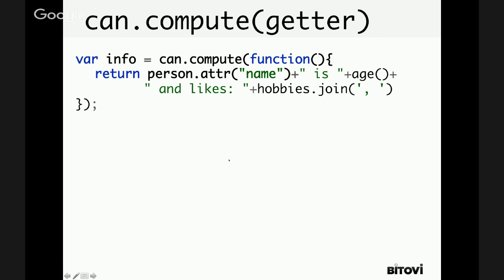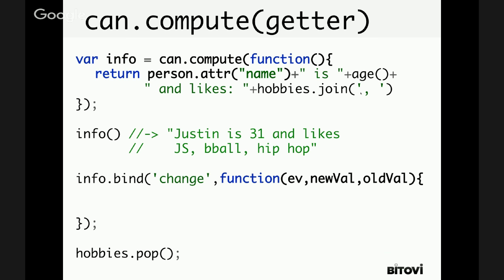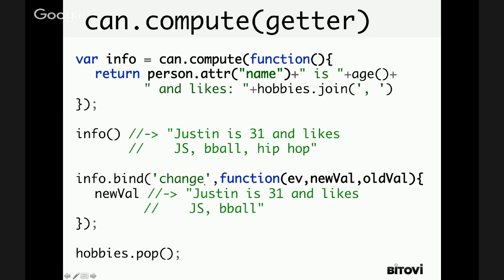But computes also can derive other values, and we're not going to really talk about this much today, but it is the third wheel of the CanJS observables, but it's really heavily used internally by CanJS. Here I can create an info compute that represents an observable person's name, their age as another compute, and their hobbies. So here I can read info, I can listen to when info changes, and if I change any of the dependent observables in this compute, the info's change event will fire.